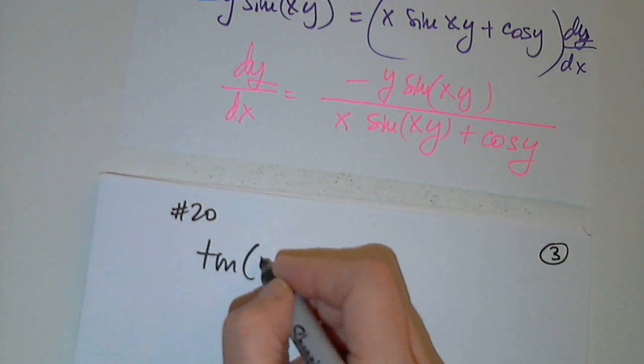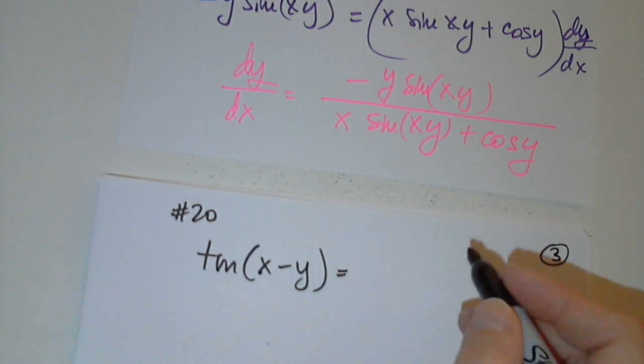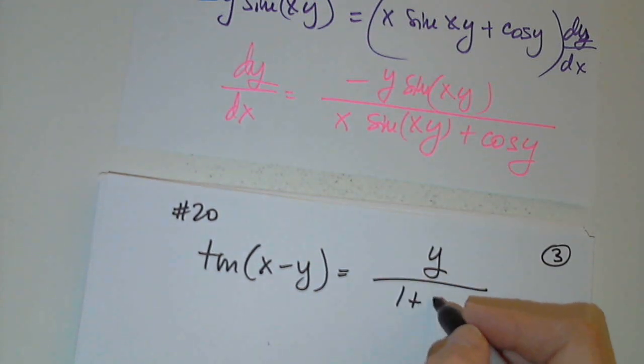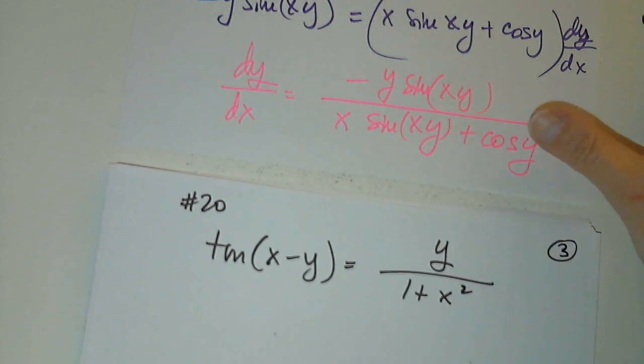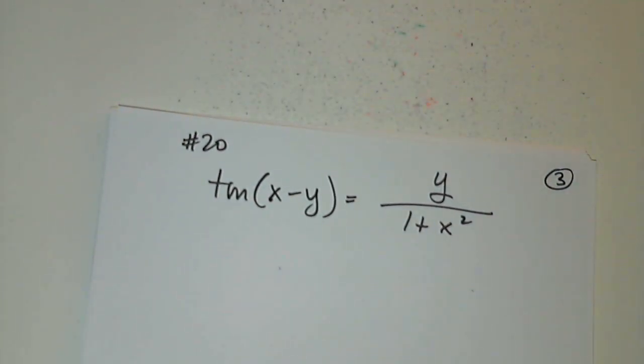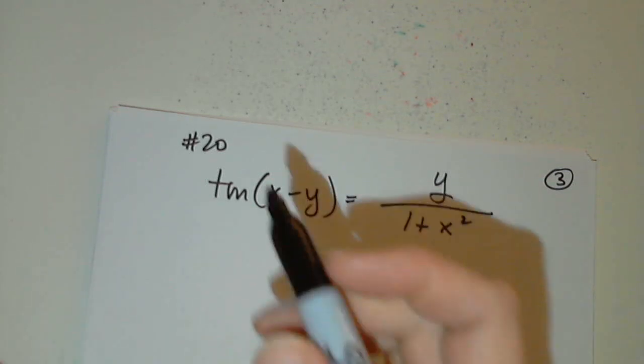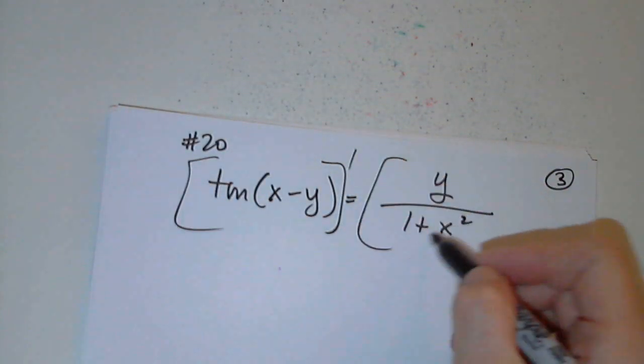Tangent of x minus y equals y over 1 plus x squared. Yes, I agree. This is, at least for now, it appears to be slightly messy. I agree. Okay, there is no way we can solve this equation for y, so let's differentiate the left-hand side, differentiate the right-hand side, like we just did.